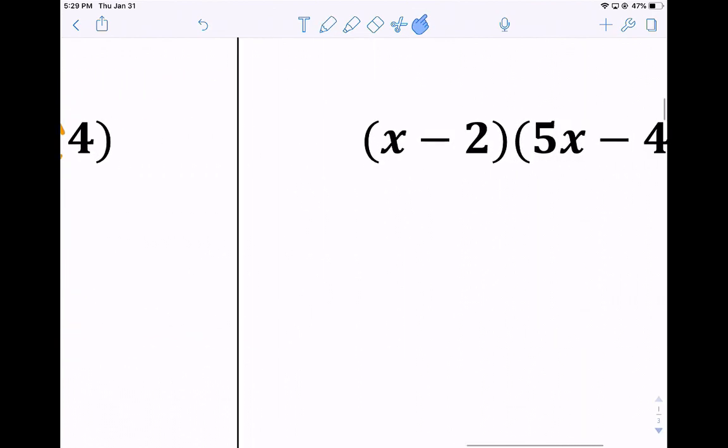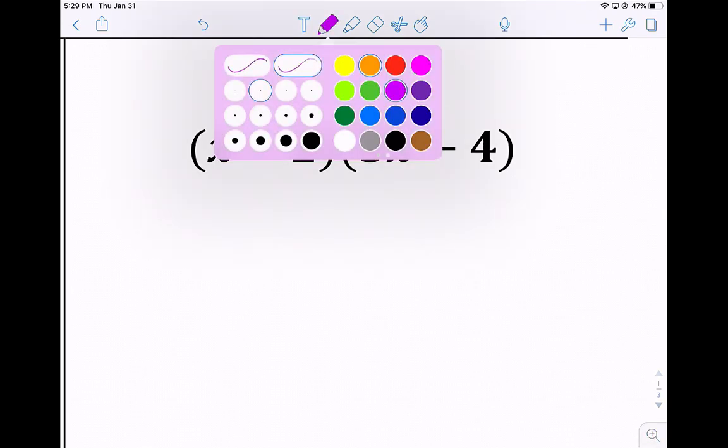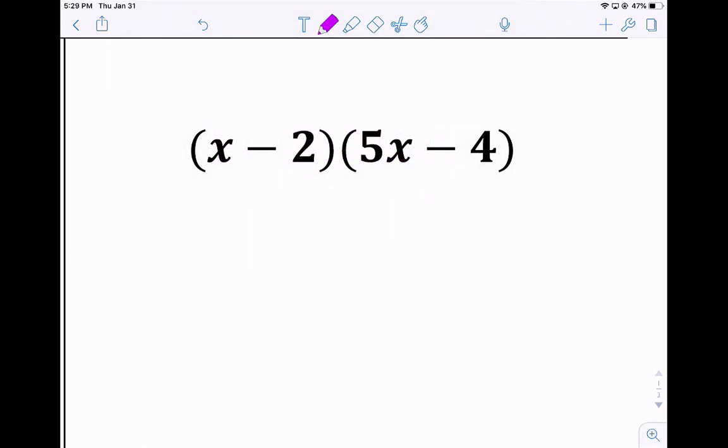Okay. So the next one, now our coefficient is on the second set of parentheses. No, nothing different here. Now we're just going to do x times 5x instead of 5x times x. Actually, those are the same thing. Multiplication is commutative. It doesn't matter which order you do it in. So x times 5x is going to be 5x squared.